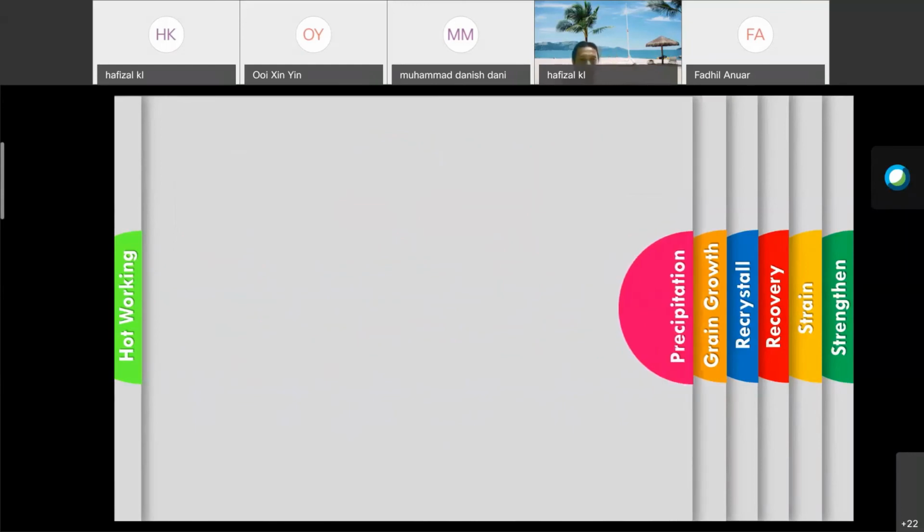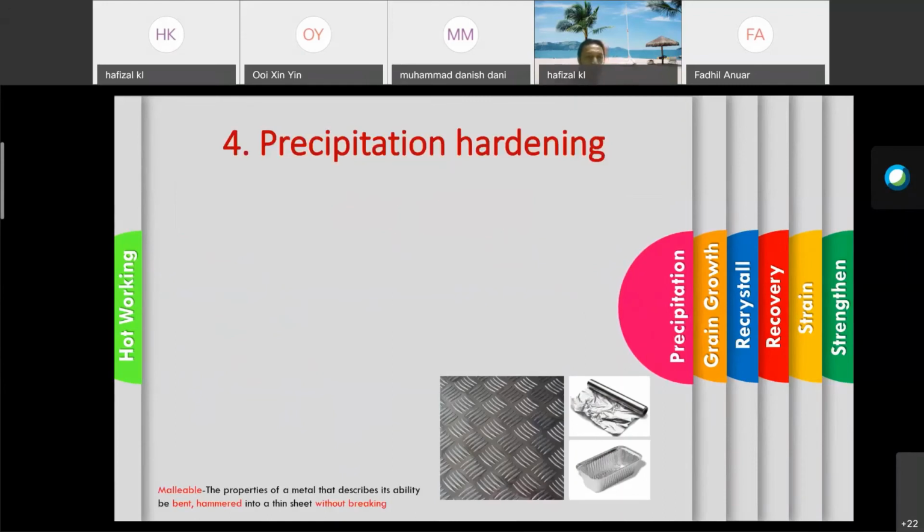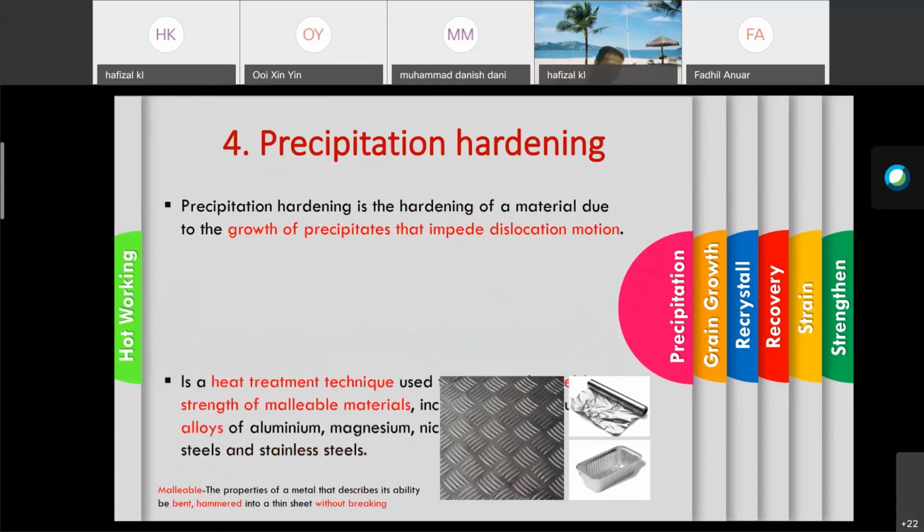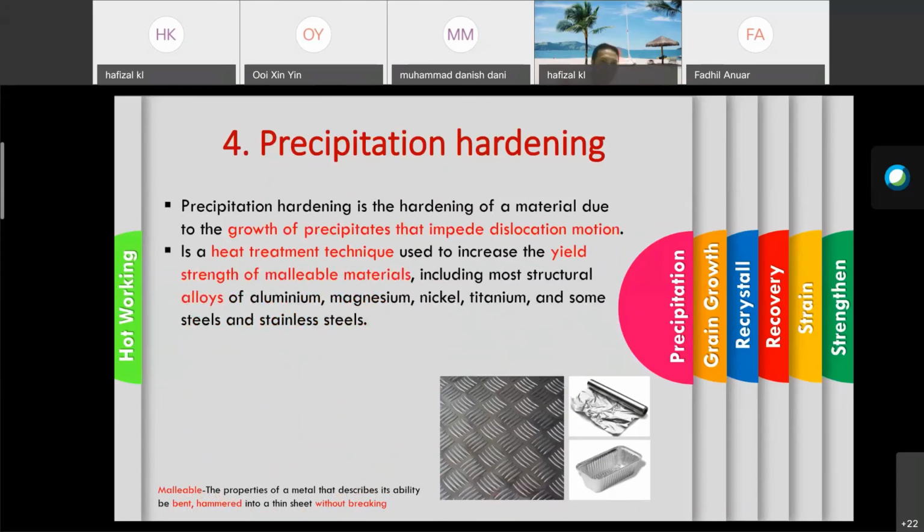And then finally we have precipitation, the number 4 mechanism of how to strengthen metal. The final part is precipitation hardening. Precipitation hardening relates to the growth of precipitates that impede dislocation motion. It is a heat treatment technique used to increase the yield strength of malleable material.